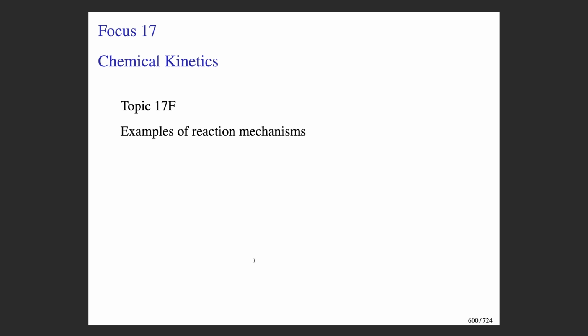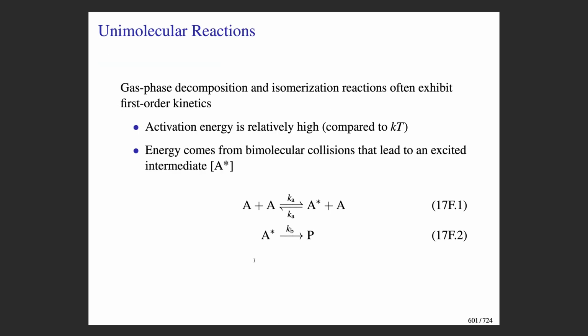Okay guys, in this video we are going to go through several examples of reaction mechanisms. We'll start with gas phase unimolecular reactions, and so this would be things like decomposition of a gas phase molecule or an isomerization reaction. These often exhibit first order kinetics, and they typically involve a high activation energy, at least compared to the thermal energy in the system. And the way that the gas molecules obtain that energy is through collisions.